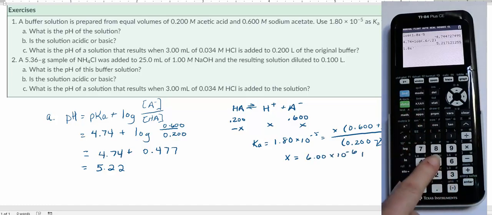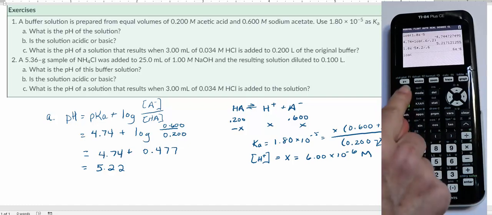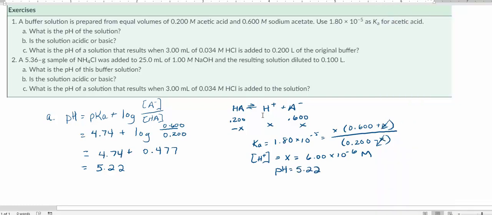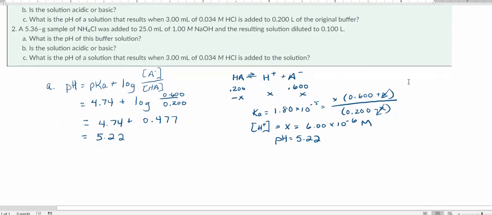molarity. So then to find the pH, because this is the concentration of the hydrogen ion, we take the negative log of this value, and the pH is 5.22. So you see it doesn't matter which way you solve it, you should end up with the same solution. So B, is this solution acidic or basic? Well, a pH less than 7 means this is an acidic solution.